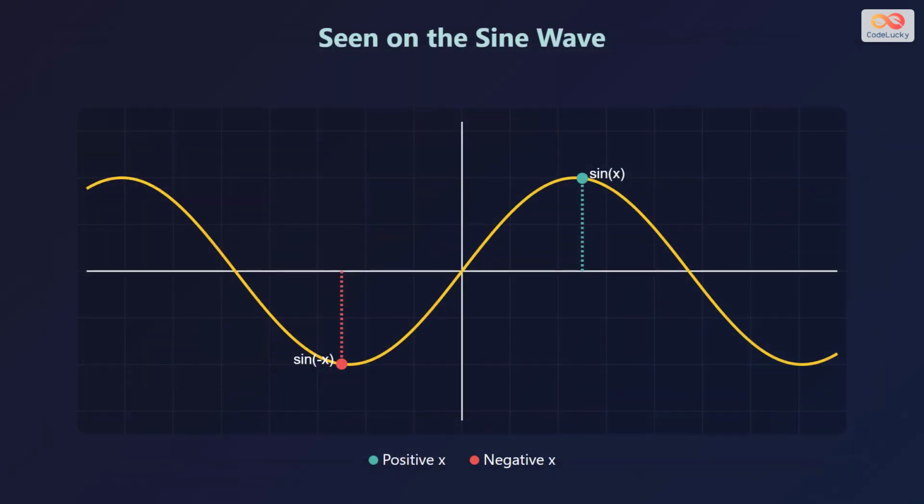We can also see this on the sine wave graph. If you pick a value x and find its height, and then go to negative x and find its height, you will see they are equidistant from the center line, but on opposite sides. One is up, one is down.